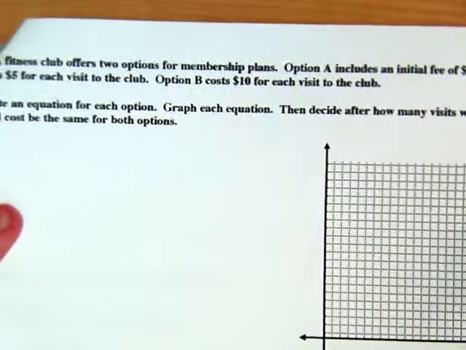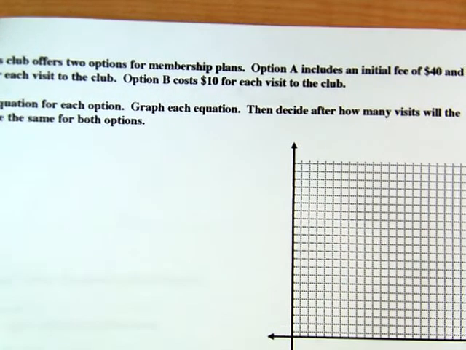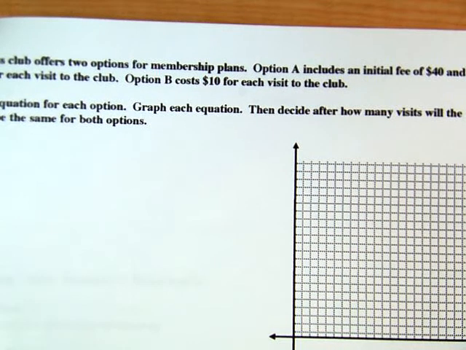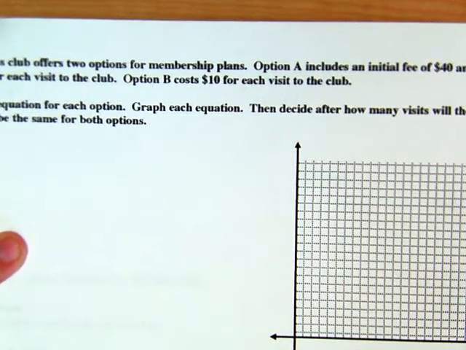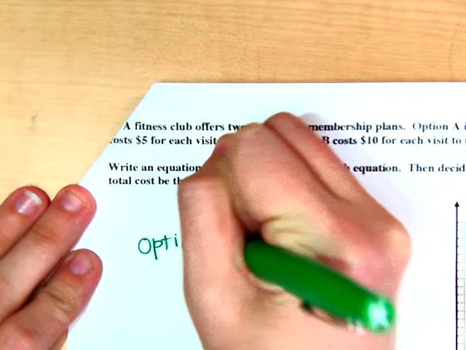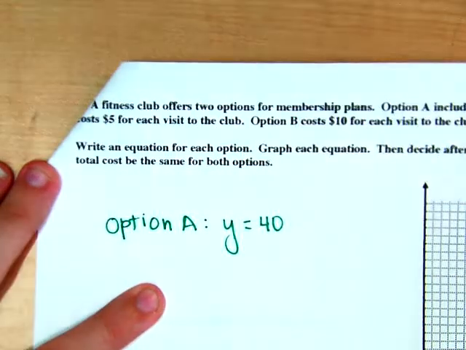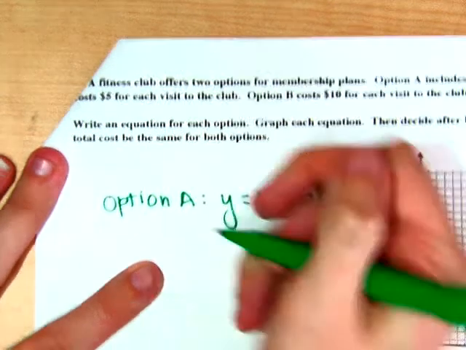Okay. A fitness club offers 2 options for membership. Option A includes an initial fee of $40 and costs $5 for each visit to the club. Option B costs $10 for each visit to the club, but no startup fee. Write an equation for each option, then graph. Decide at how many visits the total cost will be the same. So let's go with option A first. Option A, my total cost is going to be $40 for my startup fee plus 5 times each time I go. So there's my variable.